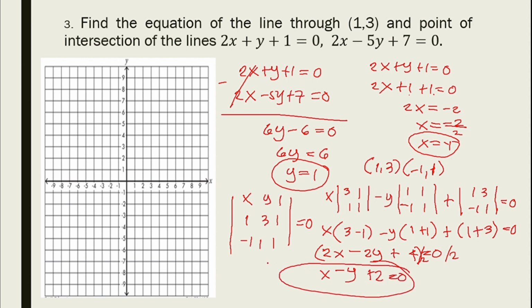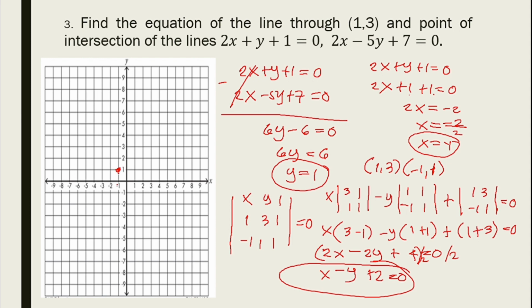So this is the equation of the line through (1, 3) and the point of intersection of the lines 2x plus y plus 1 is equal to 0 and 2x minus 5y plus 7 is equal to 0. So again, the point of intersection is (-1, 1).